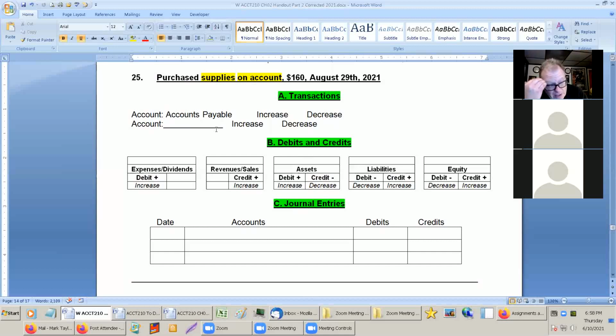However, we expense these supplies as we use them. So when you first buy them, they're not going to be an expense. Later on, as you use them, they'll be an expense. You say, that sounds confusing. It is. That's what chapter 3 is all about. That's why we're postponing chapter 3. So at first, it's going to be an asset.